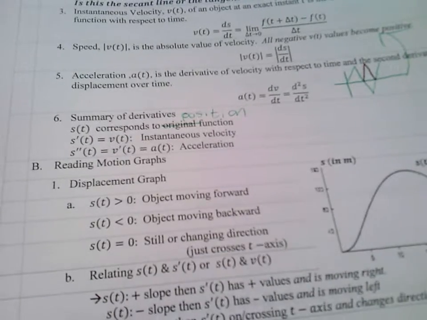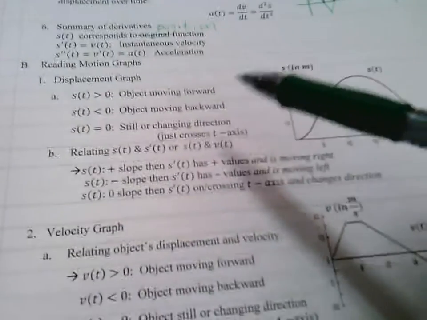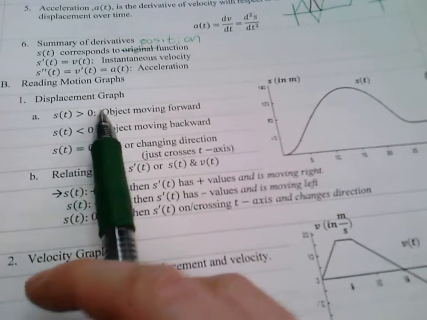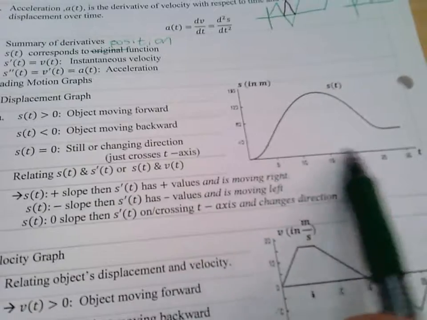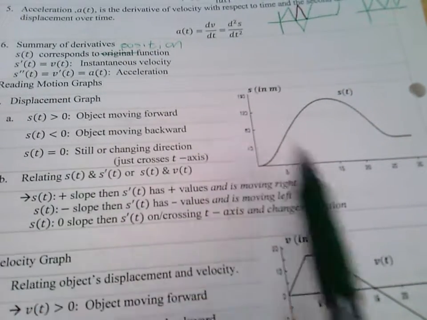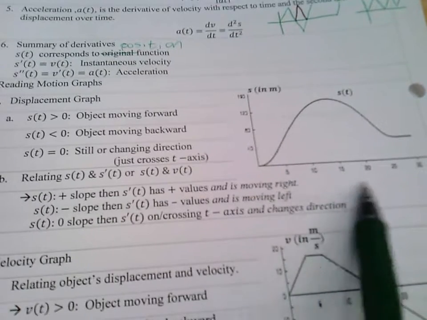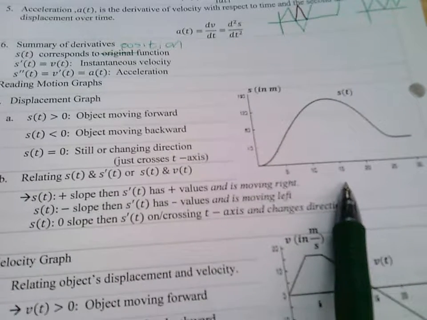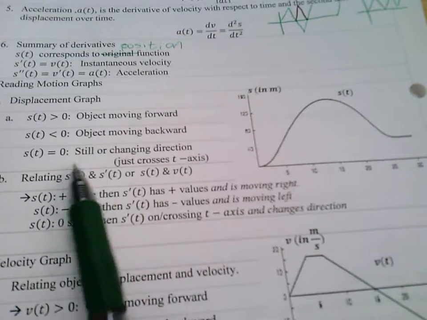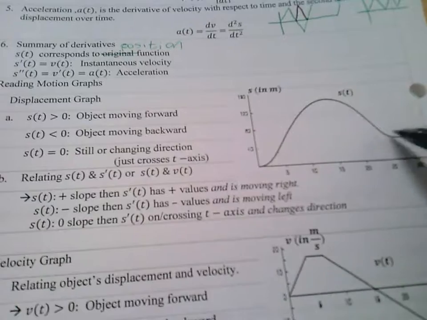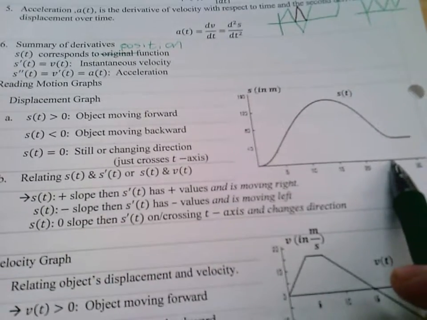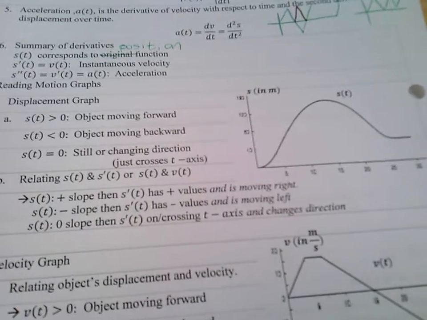Okay, so reading motion on the graph. If s of t is positive, so if this is above this axis, it's moving forward. If this is negative, or it's below here, your object is moving backwards. If it's 0, it's changing direction if it's just crossing the axis, and it's still if it's just kind of on the line right there. So that's how that works, okay?